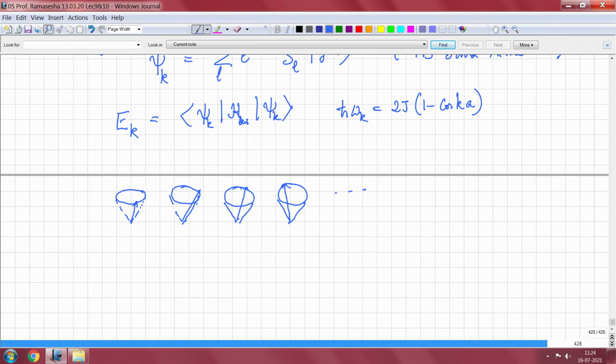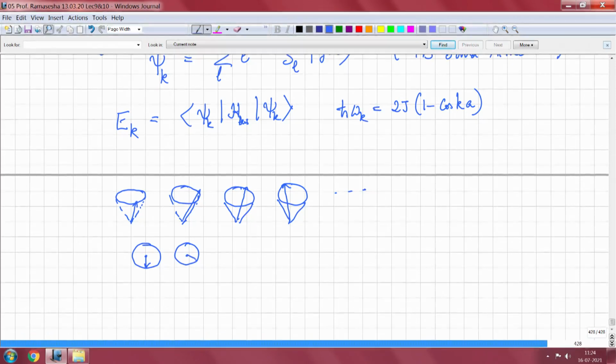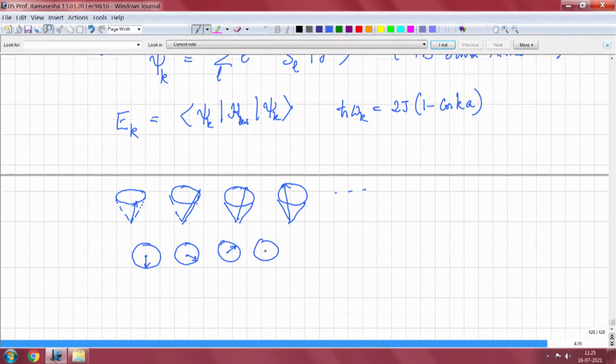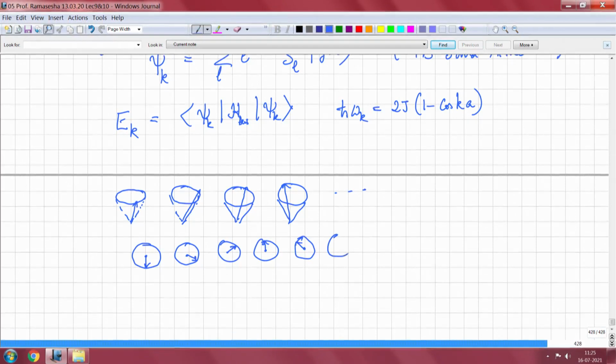But if you look at it from the front, this is what it will look like. If you look at it from the top, it will look like the following, so you would see that the wave goes like this. So this is why we call it a spin wave.